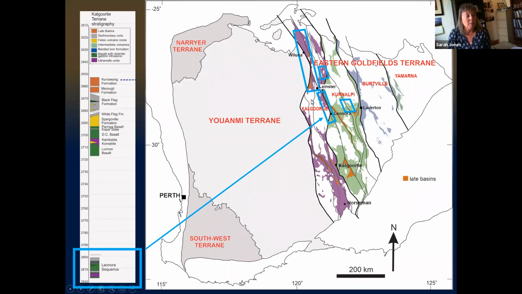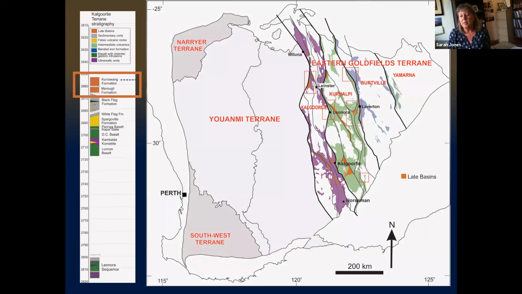And recent work by Martin Gold has shown large areas of this older stratigraphy exist in the Agnew-Mount Magnet belt. So they're not just isolated exposures. There's quite a lot of this older stratigraphy underlying the dominant greenstone sequences.